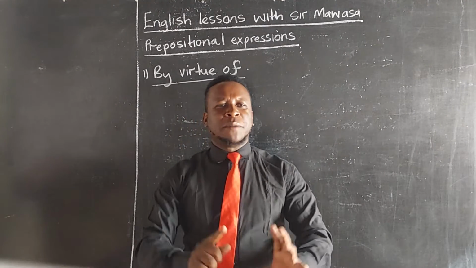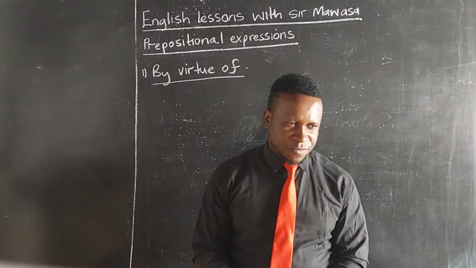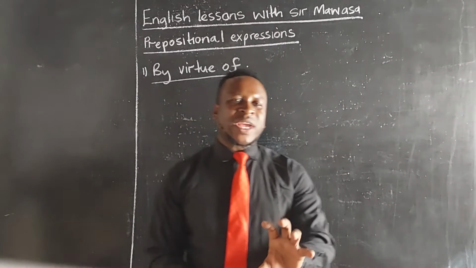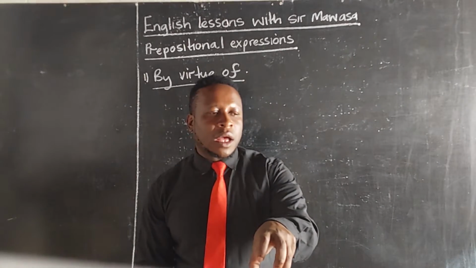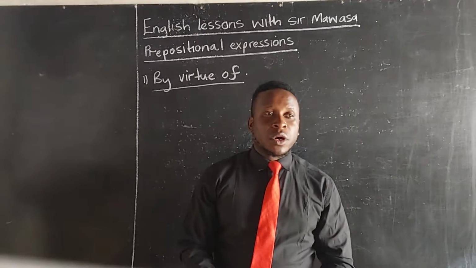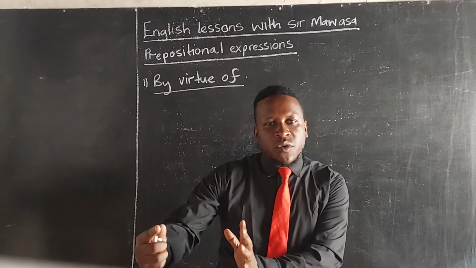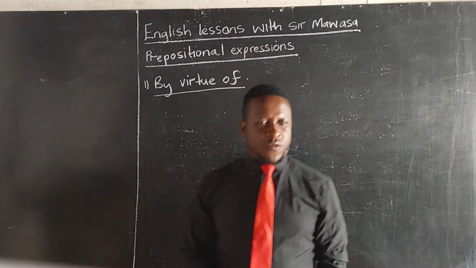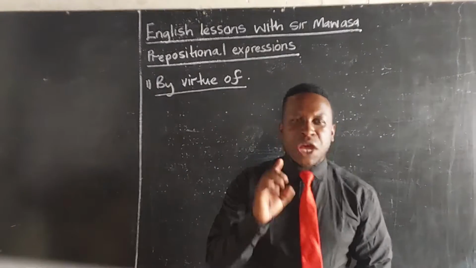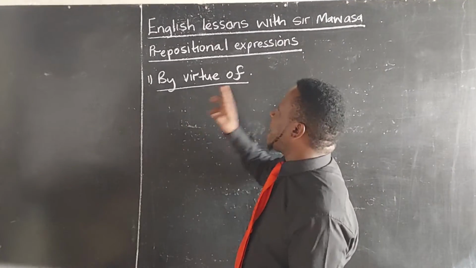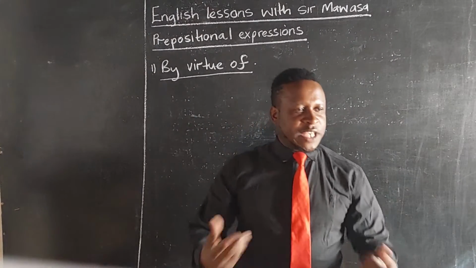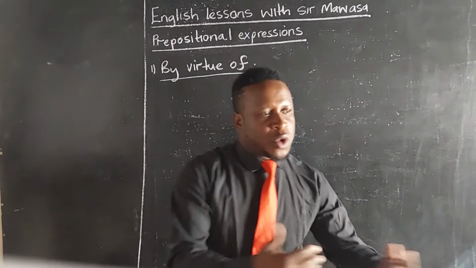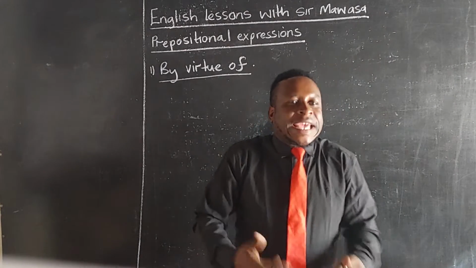By virtue of simply means as a result of. We are talking about a result, something which comes after. For example, we can use on account of. We can use because of. That is the meaning of the preposition by virtue of. The same as on account of, the same as a result of, because of. It's a reason. We are giving a reason.